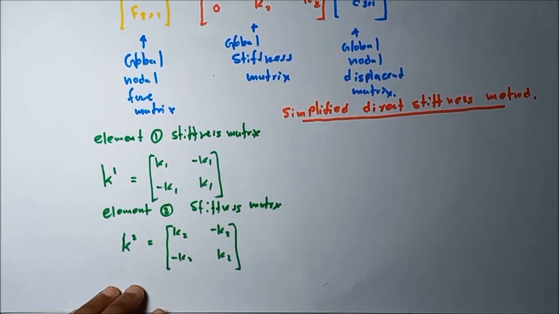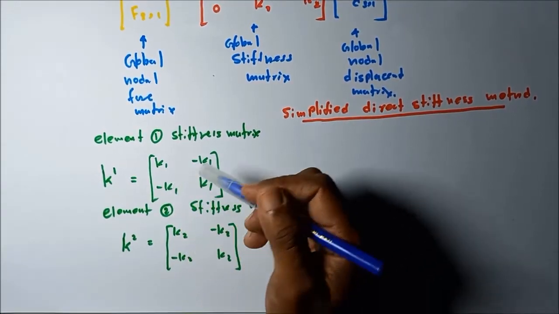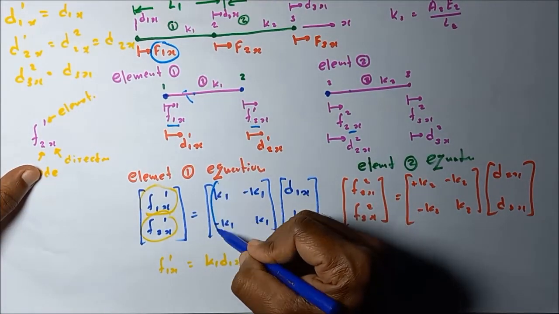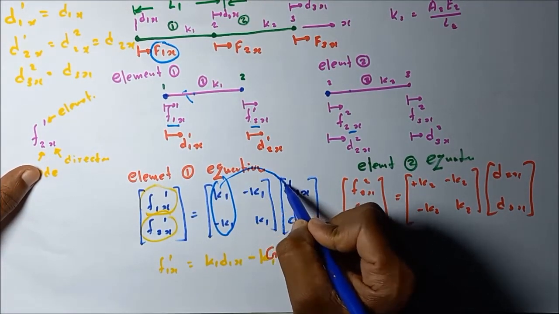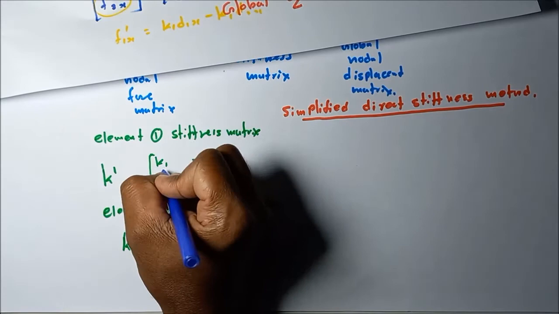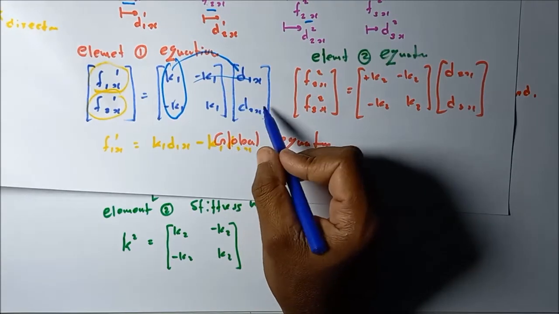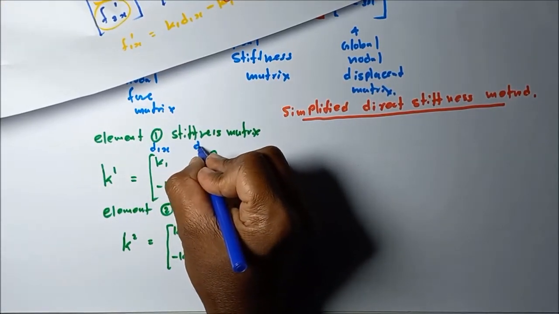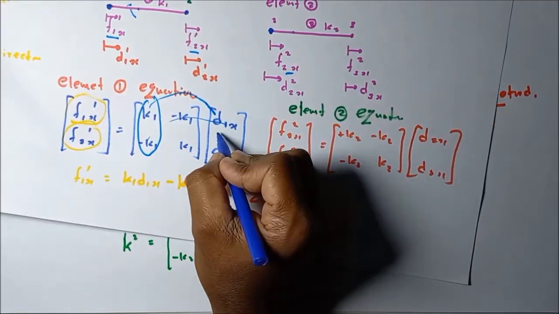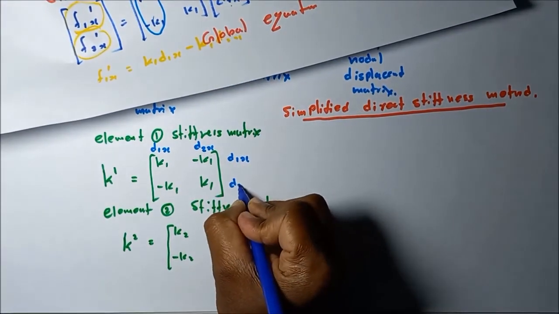Okay, then if you take this element 1 stiffness matrix, you can see this column always multiplies with the d1x. So I am giving the name for this column as d1x. This column always multiplies with the d2x term, so I am writing d2x on top of this column. Then here, for the rows, I will also write d1x and d2x.